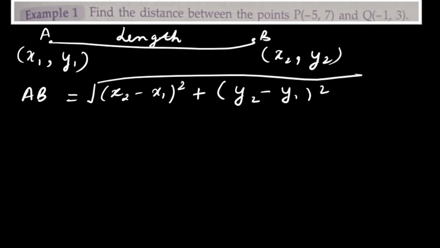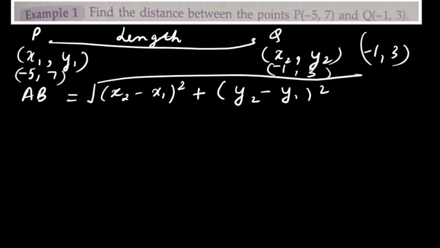The points are P and Q. So here I'll just write PQ in place of A and B. The values I'm going to write, always write this way, x1, y1, so that while substituting you don't do any mistake. P is minus 5, 7 and Q is minus 1, 3. I've written x1 and y1, x2, y2 to avoid any mistakes. Let's do substitutions now. This is a very direct question.